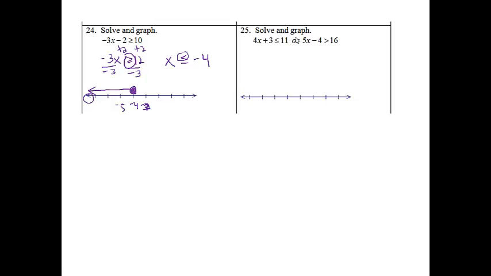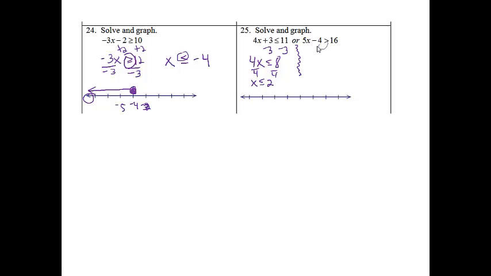Okay, solve and graph for x + 3 <= 11, or 5x - 4 > 16. Since it says or, we're going to basically have two separate problems, so I like to draw a squiggly for this. To solve this first one, it's just like 24. To get rid of +3, we'll do -3. So I'll get 4x <= 8, and then to get rid of the 4, we'll divide both sides by 4. I'll get x <= 2.